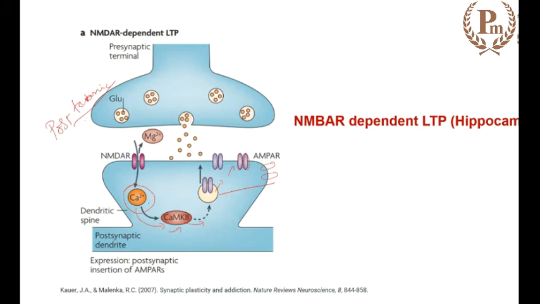This increased influx of calcium ion to where? Please mind it. This is my postsynaptic end. This is not my presynaptic end. This is my postsynaptic end. This calcium is going to cause a lot of biochemical reactions like phosphorylation of other enzymes, protein kinases, and that is going to activate the CaMKII protein. And what it is going to do is insertion of AMPA receptors. So more and more AMPA will be inserted on the postsynaptic end.